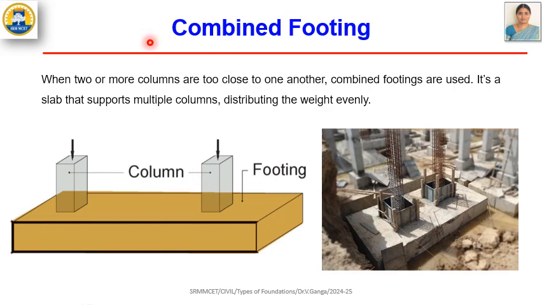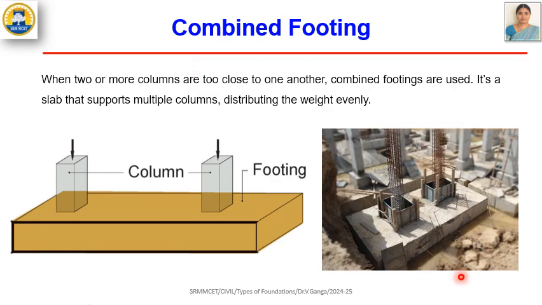Combined footings are the type of footings used when two or more columns are very close to one another. These combined footings are preferred when there are multiple columns and there may be overlapping of the columns if you go for individual footings.